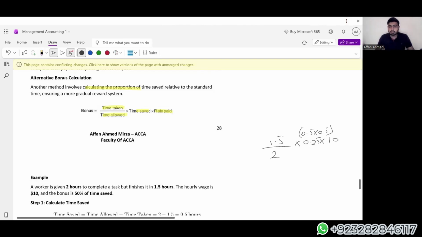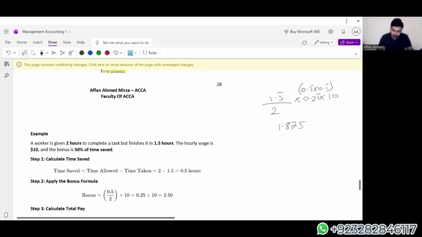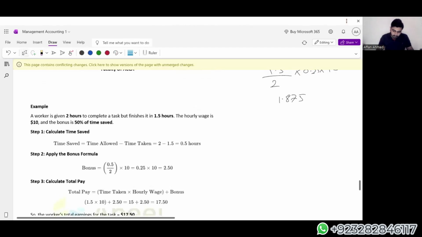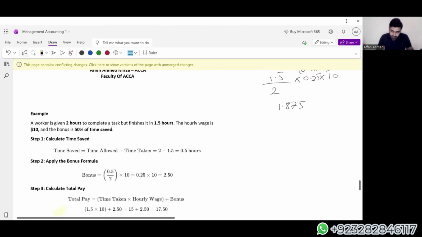Now this should be the calculation that we should do, and we should get the outcome for it. 1.5 divided by 2 into 0.25 into 10. So 1.875, according to me, should be the answer in this particular case. And once we are done with it, we are going to have a higher calculation done as well. So look, the time saved is 0.5 hours, 0.5 divided by 2 into 10, 0.25 into 10, so 2.5. I have just made a slight change here. I have taken the separate formula.